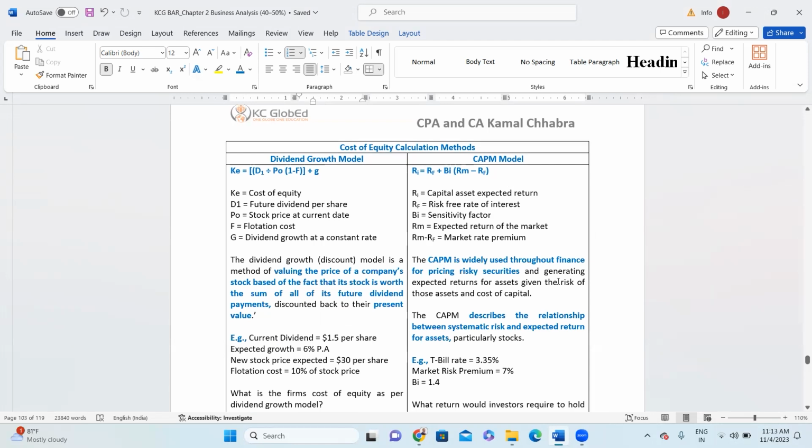Yes. So cost of equity calculation method. There are two methods. One is the dividend growth model and the second one is the capital asset pricing model. These are the two models for calculation of cost of equity. So why do we need to calculate cost of equity? Any idea?